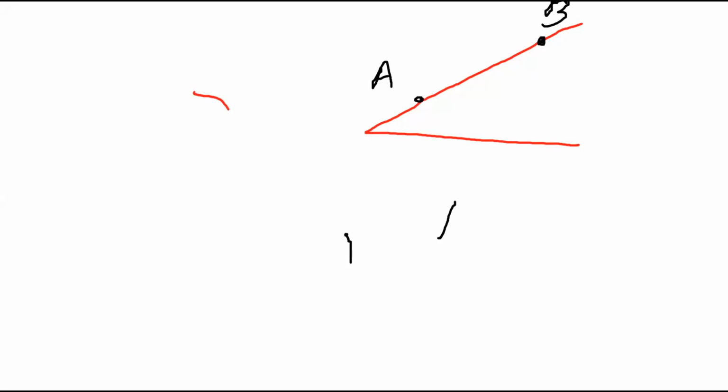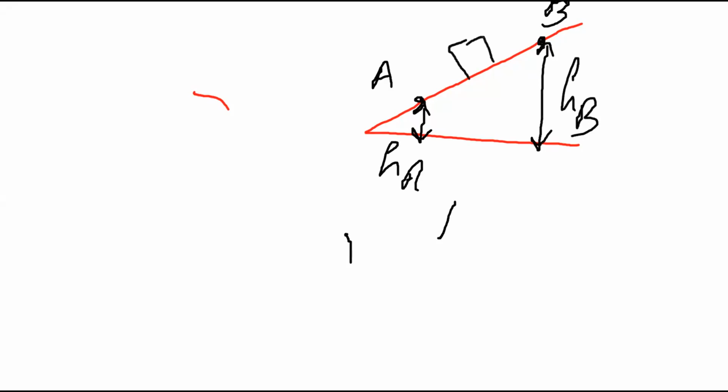A is at a height HA. B is at a height HB. This is the object, and this is its weight, mg.